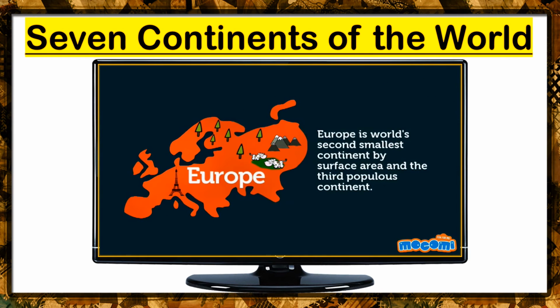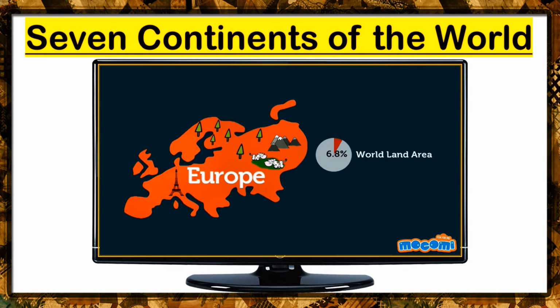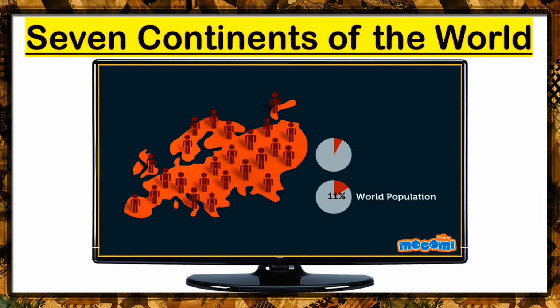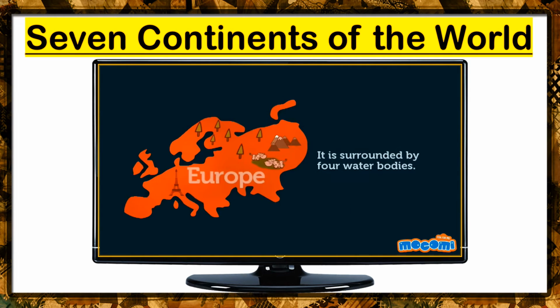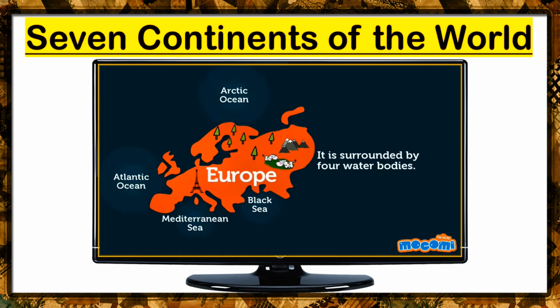Europe, by convention, is one of the world's 7 continents, divided from Asia by the Ural Mountains. It covers about 6.8% of the Earth's surface area and accounts for 11% of its population. It is bordered by the Arctic Ocean, the Atlantic Ocean, the Mediterranean Sea, and the Black Sea.